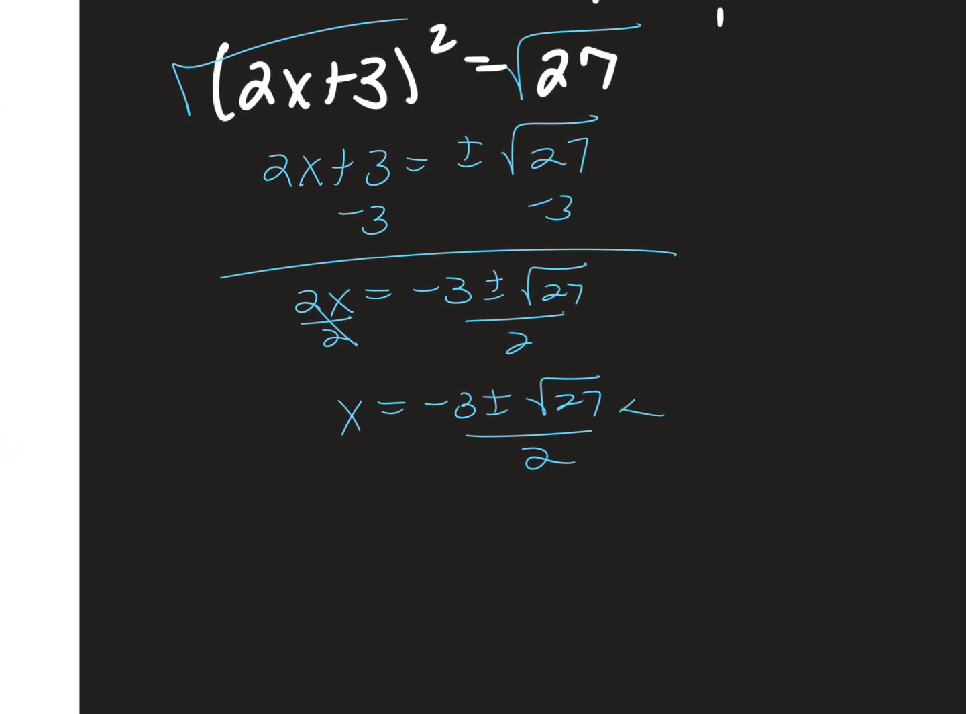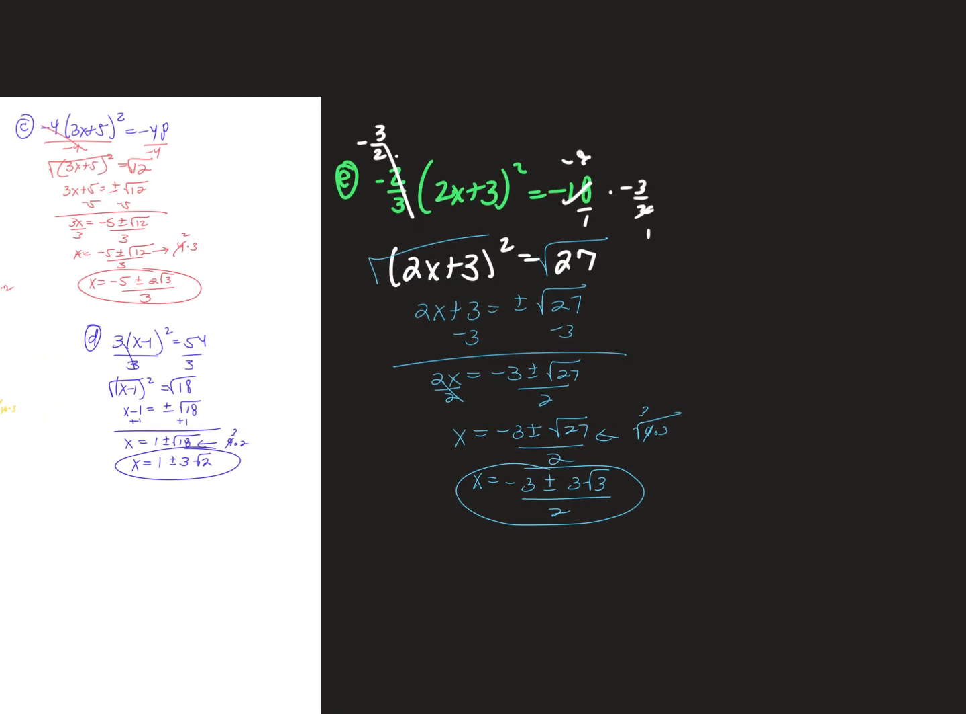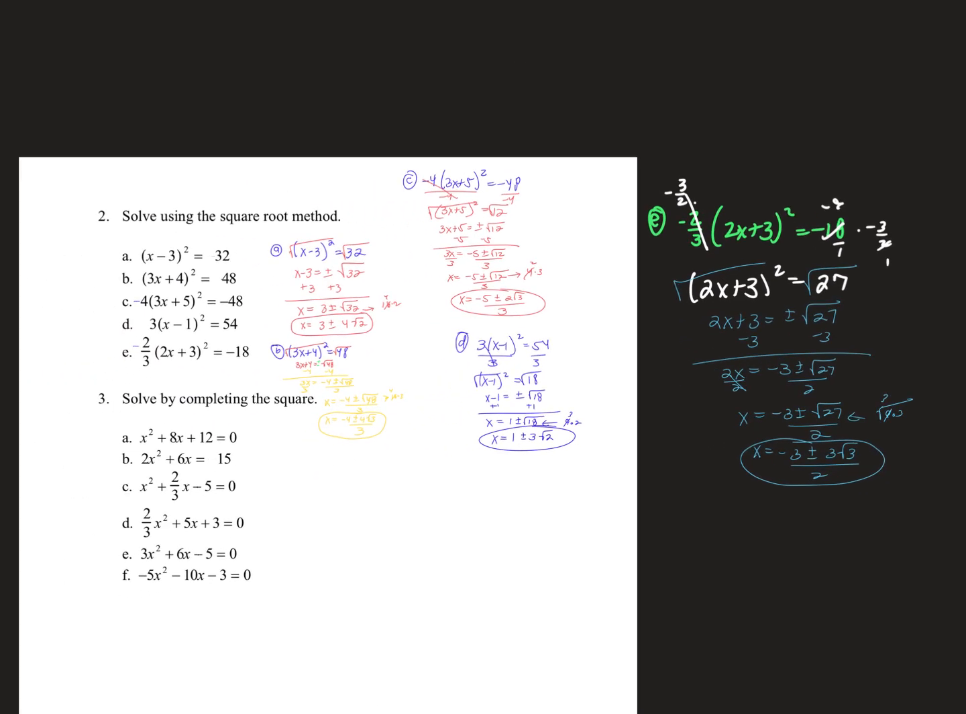And we look here and we say, wait a second, we can break that down into 9 times 3. Square root of 9 is 3, so this is actually x equals negative 3 plus or minus 3 square roots of 3 over 2. And there's your final answer. So there's extra practice problems there, guys, on solving by square rooting.